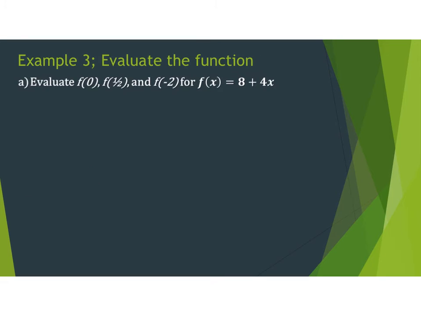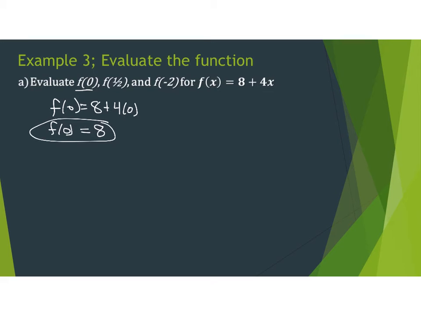For this next example, we are simply going to evaluate the function. So whenever it says something like this, you're just taking that number and putting it in for the x. So f of 0 is going to equal 8 plus 4 times 0. So 4 times 0 is 0. 0 plus 8 is 8. So f of 0 equals 8.